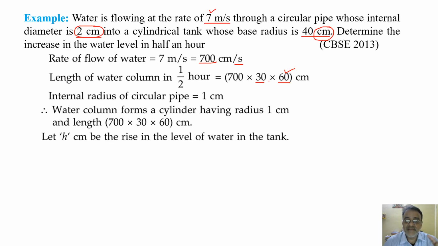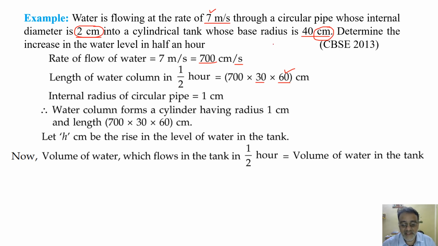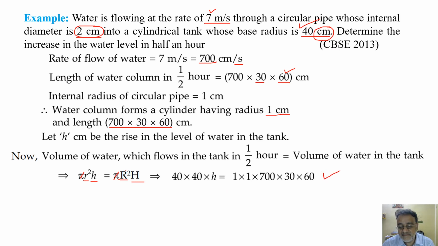So the volume of water which flows into the tank in half an hour will be the volume of water in the tank. So we will equate, ठीक है, pi r square, pi small r square is equal to pi capital R square. So small r जो है, pi pi cancel कर लो यहाँ पर, small r is 40 centimeter, ठीक है, यहाँ पे दिया हुआ है, and 40 into 40 into h we need to find, and capital R will be 1 centimeter into 1 into height, length. This is 700 into 30 into 60. Whether this step is clear?